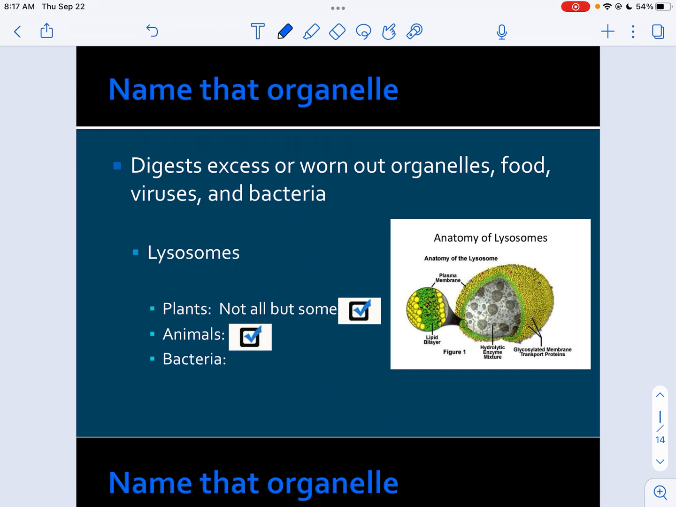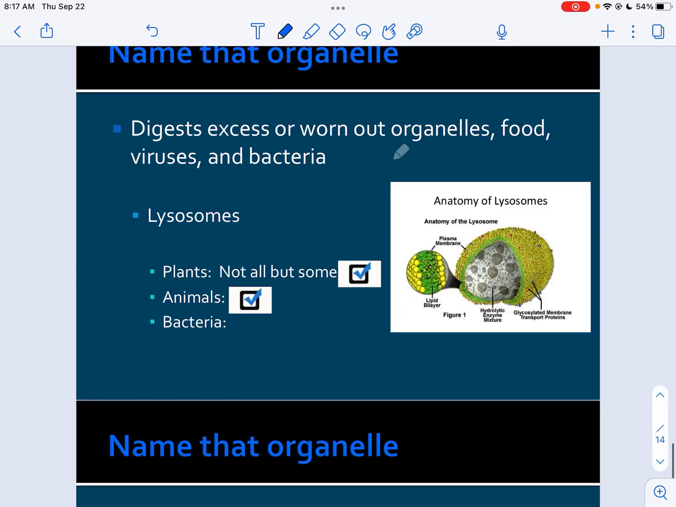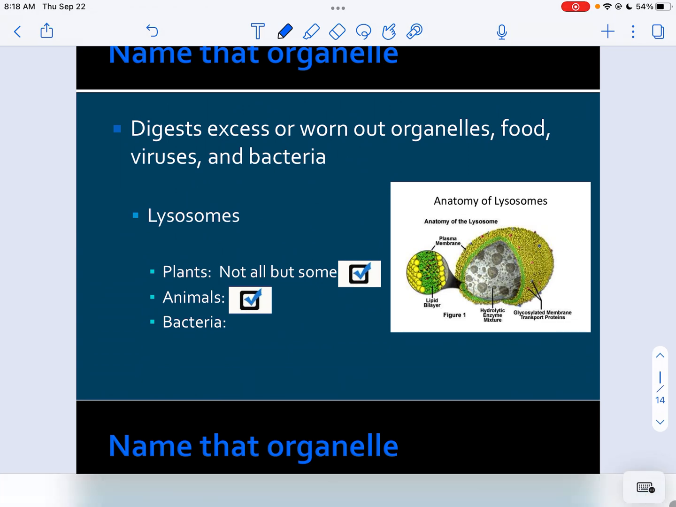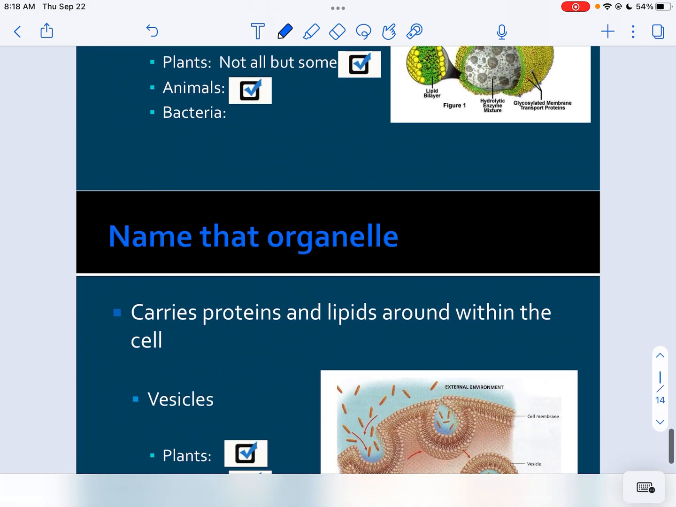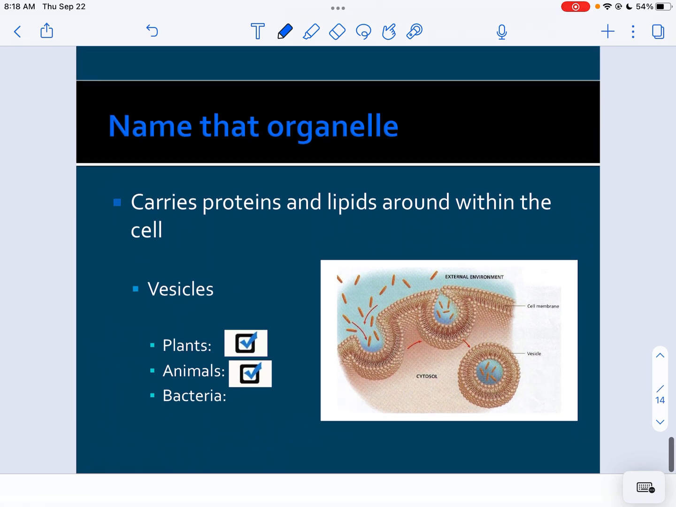Just like our body gets rid of our waste, we don't want the waste to build up in our cells. It's just like you guys, if all your waste builds up in you, you don't feel good, right? So we want our cells to be able to function properly. Plants have some, animals as well. They are membrane bound though, so bacteria do not have them. So plants, animals, not bacteria.